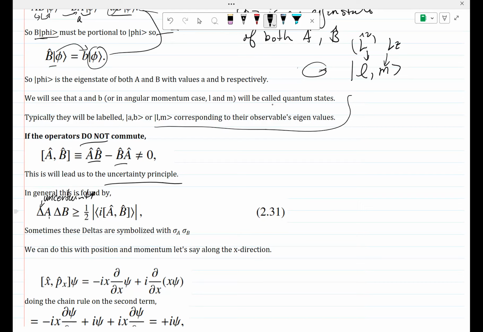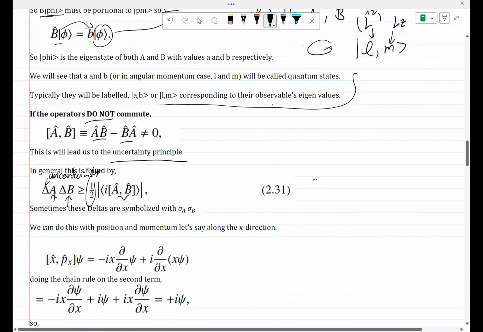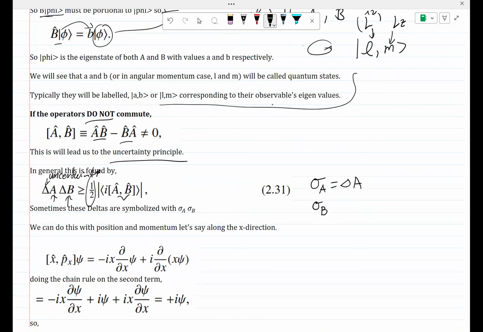The uncertainty in A times the uncertainty in B always has to be greater than or equal to 1/2 times the absolute value of the commutator between them multiplied by i. Instead of delta A, delta B, sometimes these are signified by sigma A, sigma B. So if you see it in a book like this, they mean the same thing, just by definition. Sometimes uncertainty is signified by sigma, sometimes by delta, depending on which book you're using.